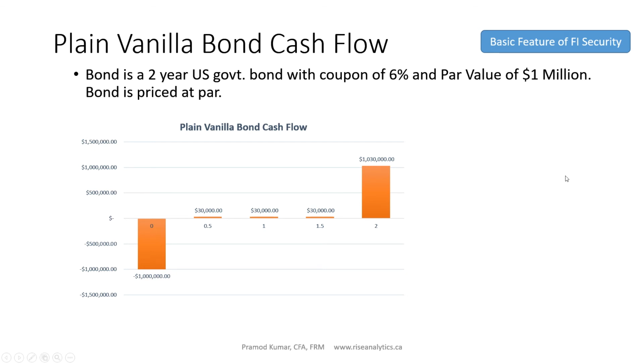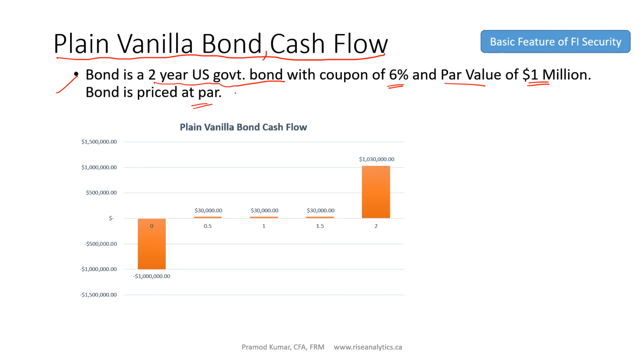Okay, now let's take one example of the cash flow of the bond. When we say plain vanilla bond cash flow, this means it doesn't have any features of, for example, call, put, or any other features. We will learn those provisions in this reading, but think simply like a bond. For example, the bond is a 2-year government bond with a 6% coupon and the par value of 1 million, right?